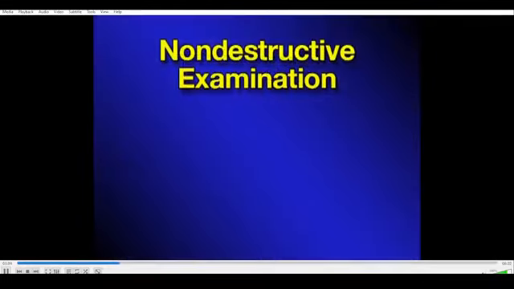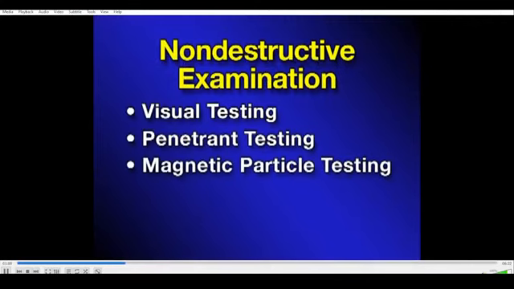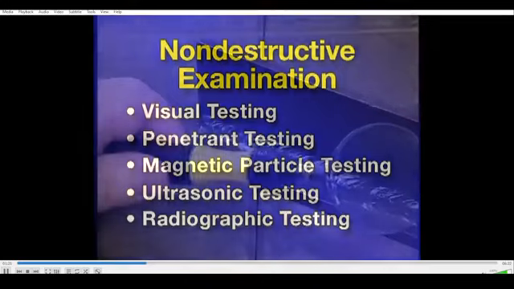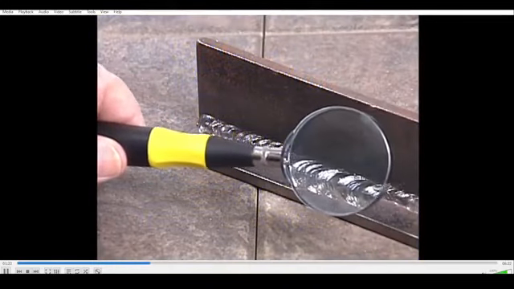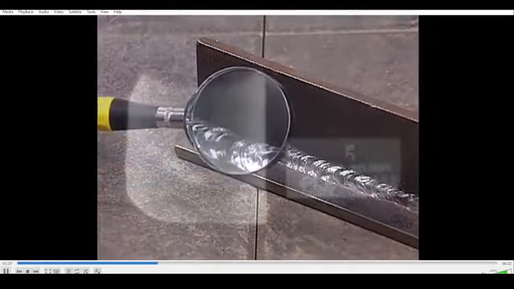The most common methods include visual testing, penetrant testing, magnetic particle testing, ultrasonic testing, and radiographic testing. Each method has its own specific advantages and limitations, which should be considered when selecting an inspection method. For example, visual inspection is limited to discontinuities exposed to the surface, whereas radiographic inspection could be used to inspect both on and below the surface.